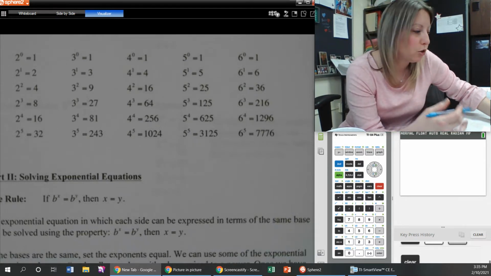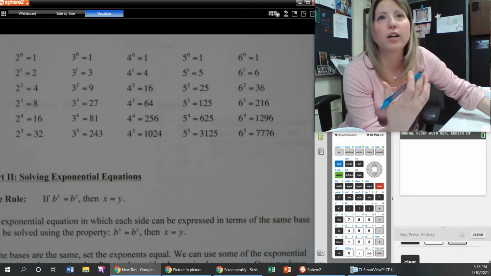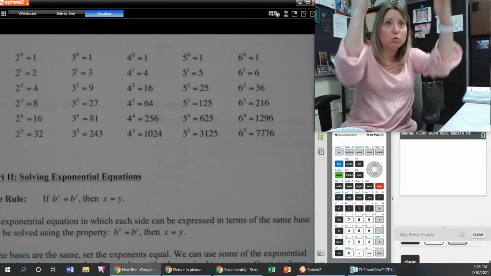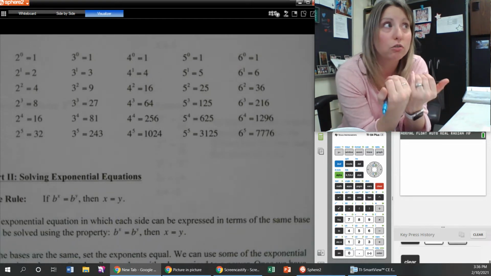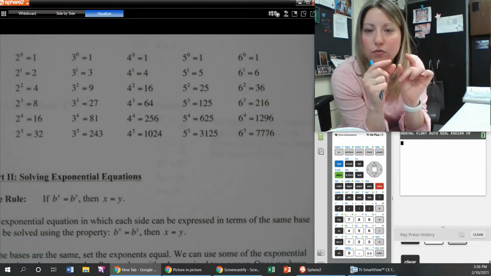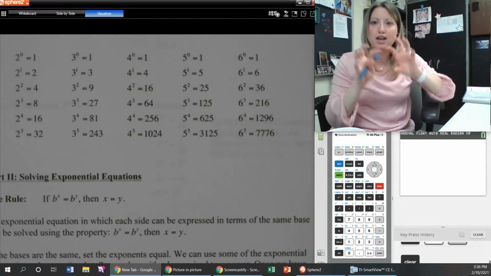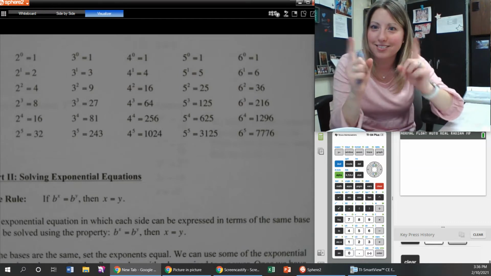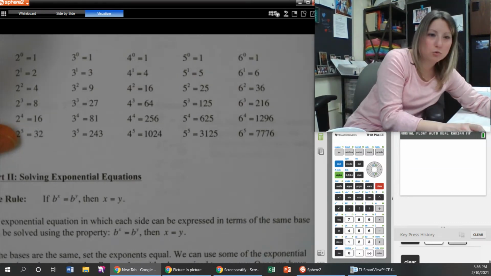If you have 2 raised to the 3x plus 5 equals 2 raised to the x, then those two exponents actually are the same, and we've got to find that x value that makes that happen. So all we would have to do is take the exponents and solve that. And that's what we're going to do.